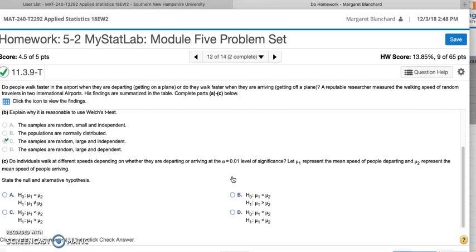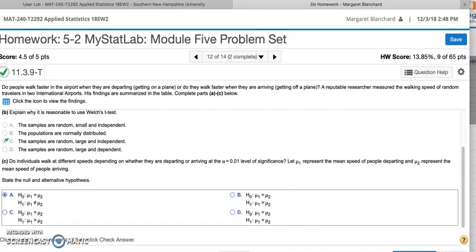Do individuals walk at different speeds depending on whether they are departing or arriving at the alpha equals 0.01 level of significance? Let mu1 represent the mean speed of people departing and mu2 represent the mean speed of people arriving. So again, let's look at the different alternatives. The null hypothesis we know is always going to be mu1 equals mu2. The alternative, in this case, we're looking to decide, is it different or is it less than or greater than? In this case, they literally just said, are they different? So if they're different, our alternative hypothesis is that mu1 does not equal mu2.